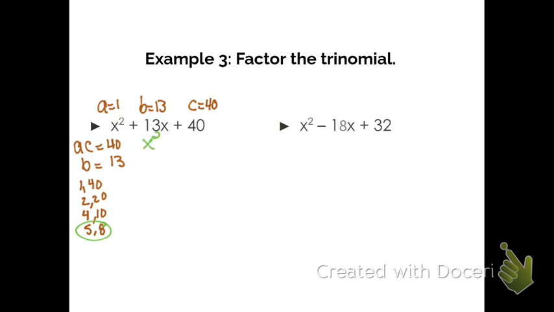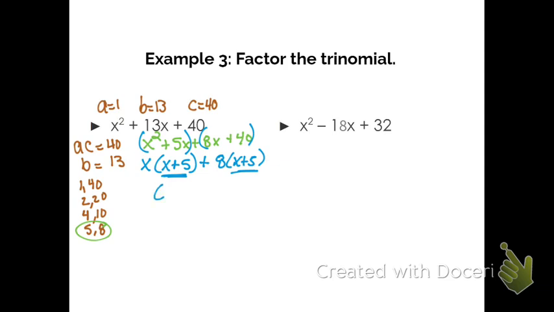So I'm going to rewrite my problem, and I'm going to replace the 13x with a 5x and an 8x. Then I use grouping by putting the first two terms together and the second two terms together. I factor out the GCF from the first set of parentheses and the GCF from the second set of parentheses. If I've done that correctly, I've got a common binomial. In this case, it's x plus 5. And then whatever's left over, the x plus 8, goes in the second set of parentheses. If I were to distribute that to check my work, I would get that original value there.